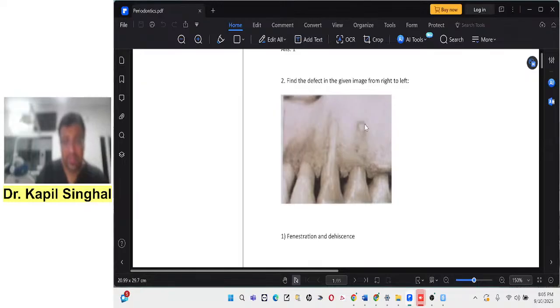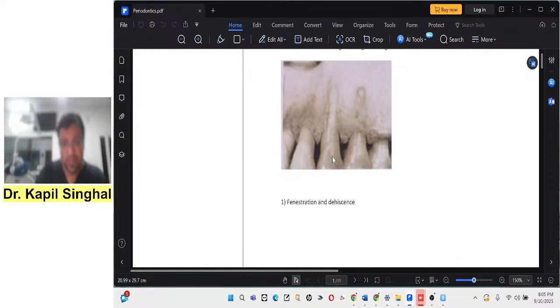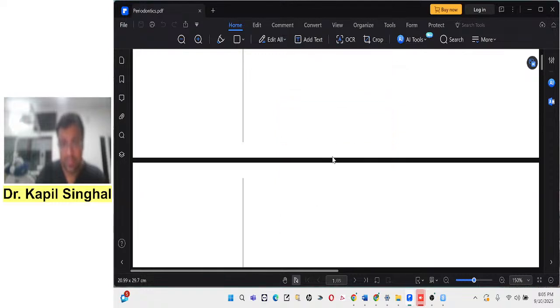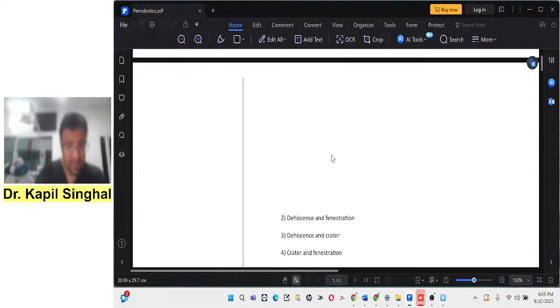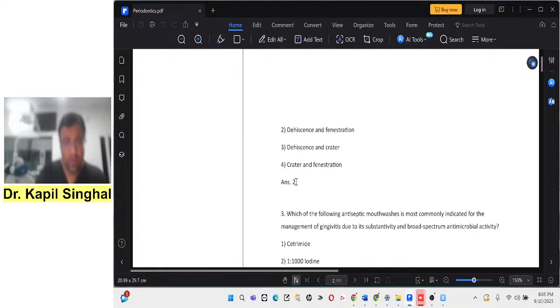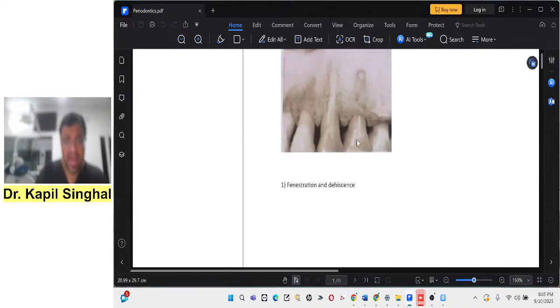This is a fenestration. What is a fenestration? A fenestration is a defect in which the marginal bone is intact, and a dehiscence is a defect in which the marginal bone is not intact. So the first one is a fenestration, this is a dehiscence. If you look at the options, the first option looks to be correct. So the answer here would be not 2, it would be 1. Right to left.